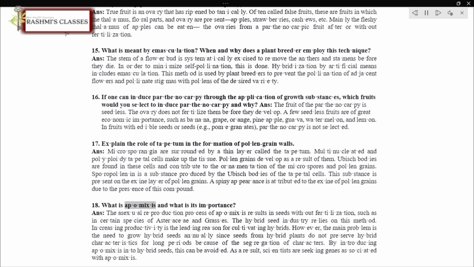What is apomixis and what is its importance? Ans. The asexual reproduction process of apomixis results in seeds without fertilization, such as in certain species of Asteraceae and grasses. The hybrid seed industry relies on this method. Increasing productivity is the leading reason for cultivating hybrids.